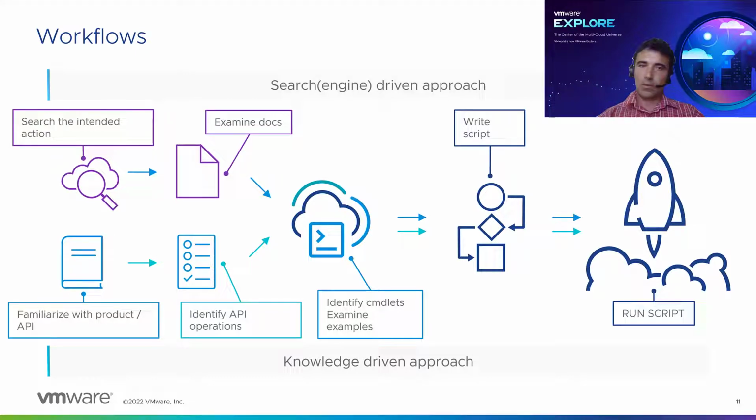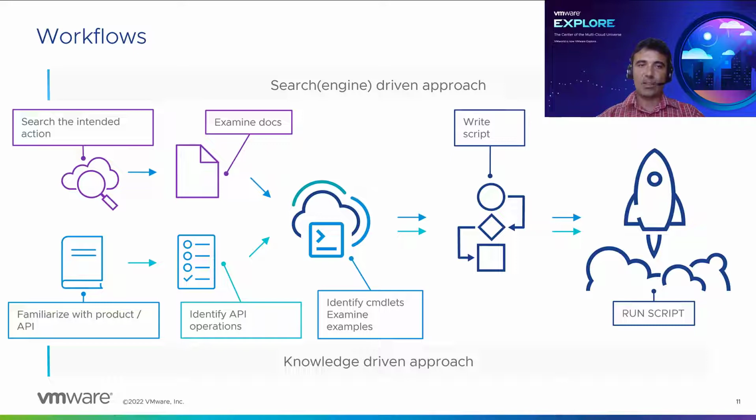So the next question is how do we write scripts with those SDK modules? How do we automate some workflows? And the key to this is to figure out which API operations we need to call. Then we need to figure out which PowerCLI commandlets correspond to those API operations. And there are generally two ways to do that. If we're familiar with the API and the API operations, the first part is clear. We already know which API operations we need to execute in order to automate the workflow that we need.